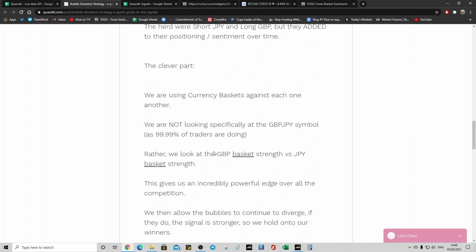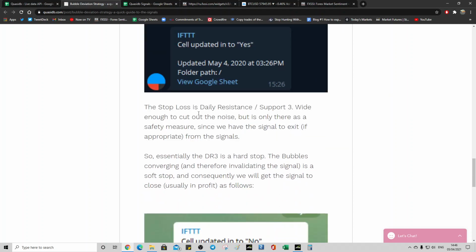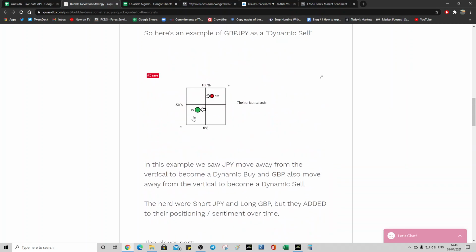So while we do have a hard stop in place, which I absolutely must recommend that you do, we do have a soft stop, and a soft stop is to tell us to exit. So when we see a reversal in the bubbles, we'll get a no message, an increase over time, the distance over time. That's a validation of the signal. A convergence is an invalidation. So divergence is yes, and convergence is no.